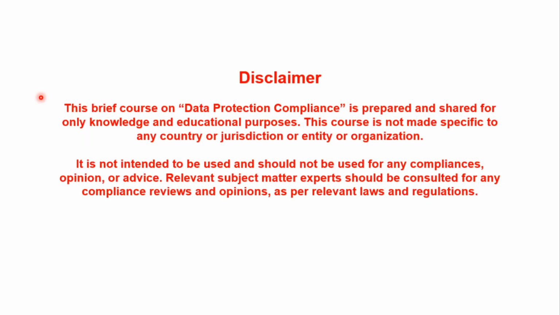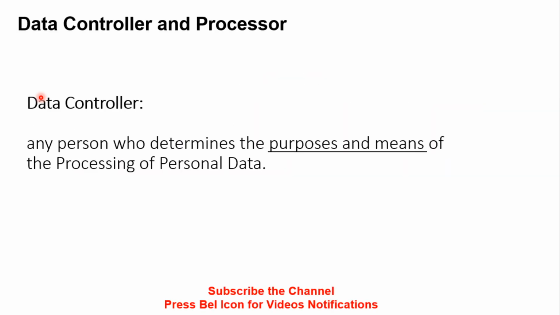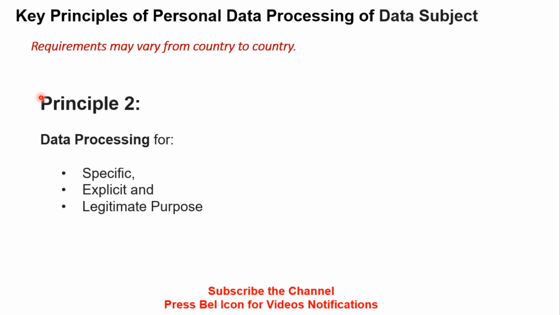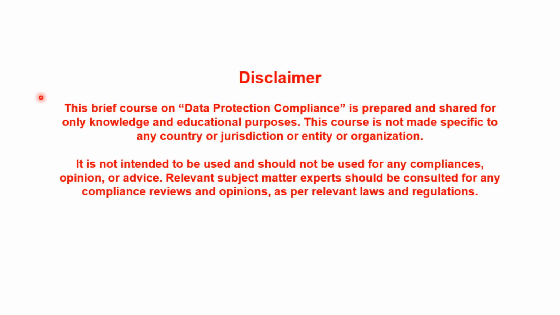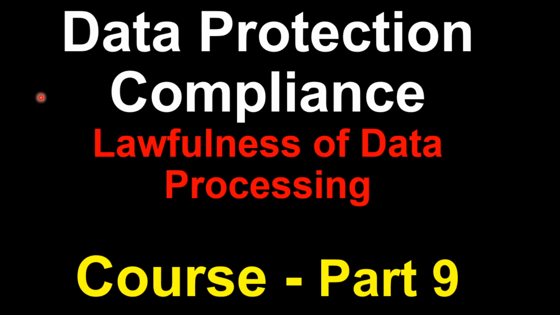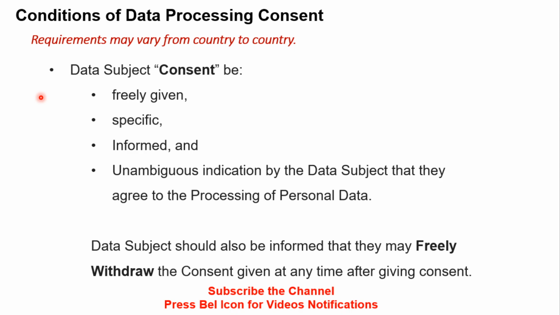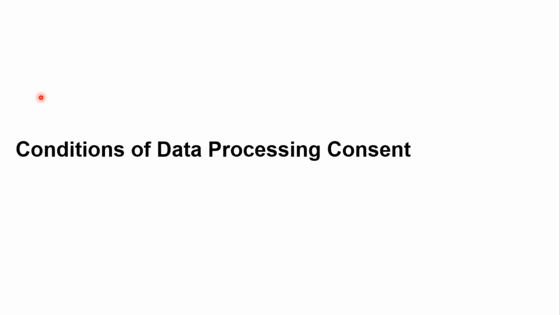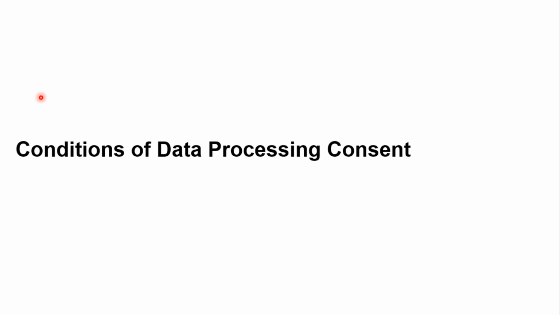If you have not watched the previous parts, I would request to please go and watch all those previous parts in which we discuss very important concepts, and we discuss the broader complicated and obligatory requirements that are applicable on the data subject, data processor, and data controller. We discussed the principles from principle 1 to principle 6 related to the data processing, and we discussed the lawfulness, and now we are going to discuss the next part of this course, and that is related to the conditions of data processing consent.